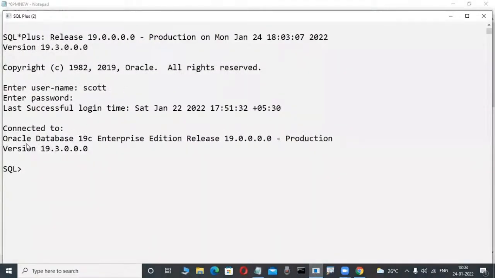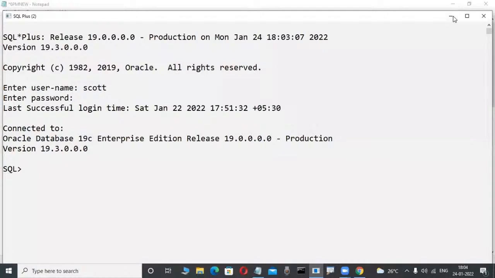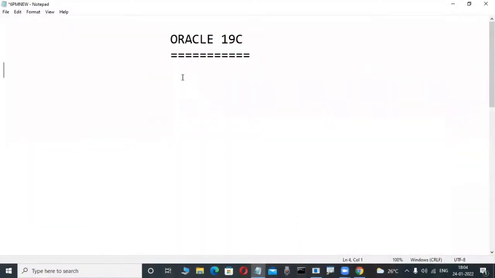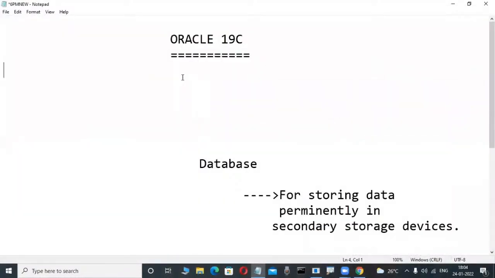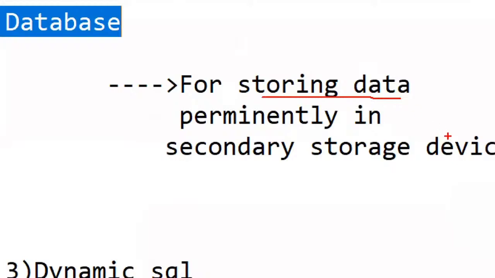Oracle is a product from Oracle Corporation. What type of product is that? Database product. What is the purpose of database products? Either Oracle, SQL Server, or DB2, so many products are there. What is the purpose of these database products? For storing data permanently in hard disk, in secondary storage devices, but not only permanently storing the data, but also an efficient way of retrieving the data.